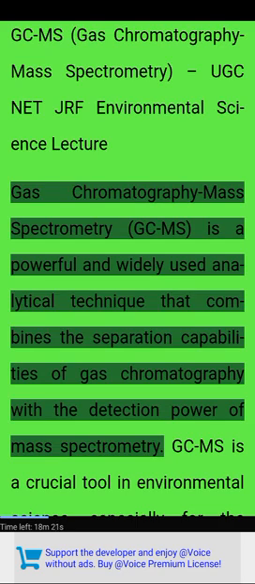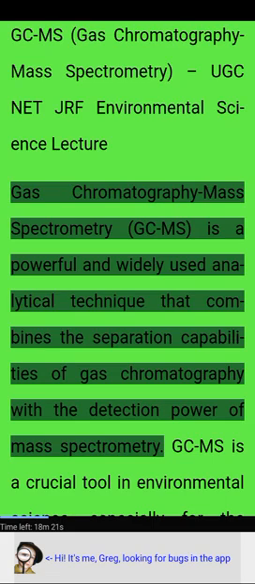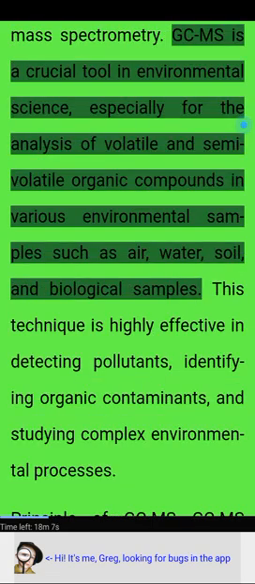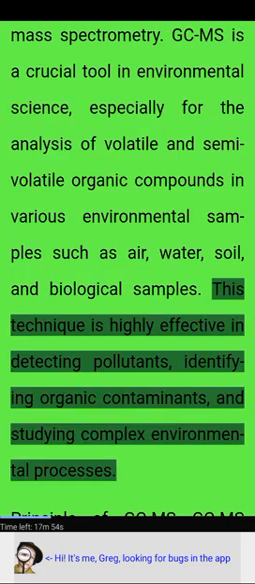Gas chromatography mass spectrometry, GCMS, is a powerful and widely used analytical technique that combines the separation capabilities of gas chromatography with the detection power of mass spectrometry. GCMS is a crucial tool in environmental science, especially for the analysis of volatile and semi-volatile organic compounds in various environmental samples such as air, water, soil, and biological samples. This technique is highly effective in detecting pollutants, identifying organic contaminants, and studying complex environmental processes.